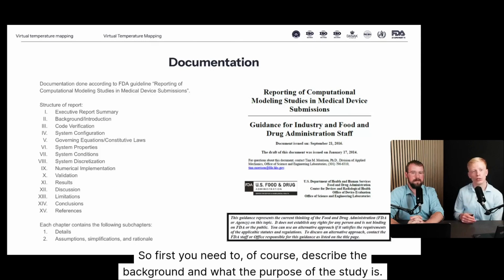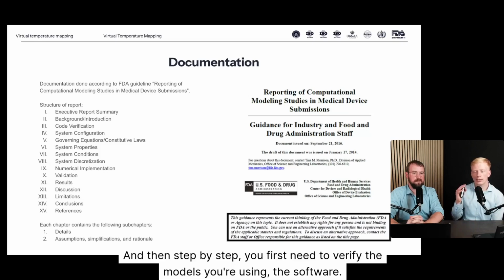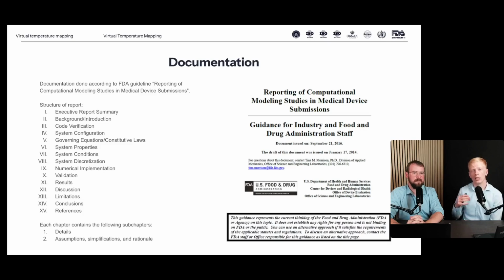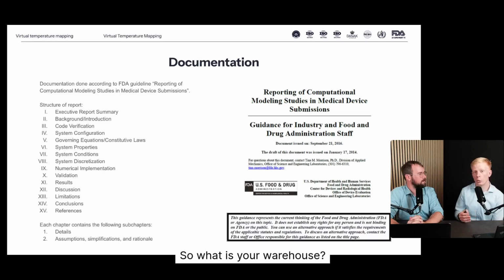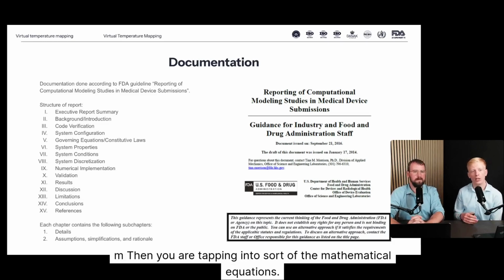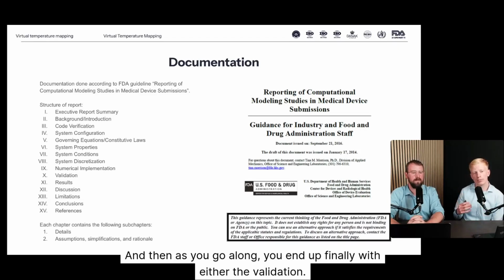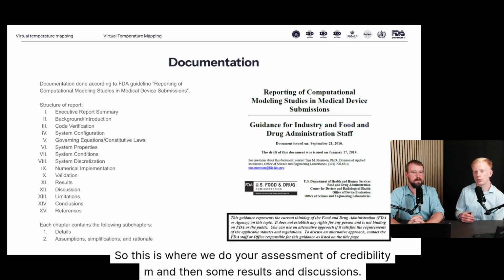So first you need to, of course, describe the background and what the purpose of the study is. And then step by step, you first need to verify the models you're using, the software, and describe the system configuration. So what is your warehouse? What geometry? Dimensions, blueprints? Then you are tapping into the mathematical equations. And as you go along, you end up finally with the validation. This is where we do the assessment of credibility. And then some results and discussions.